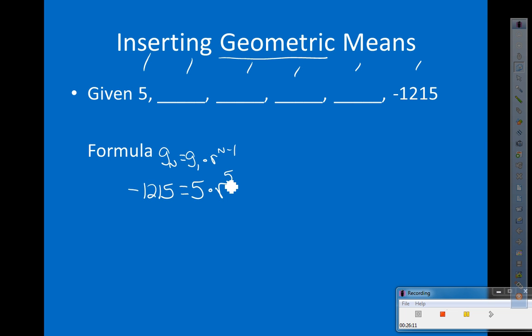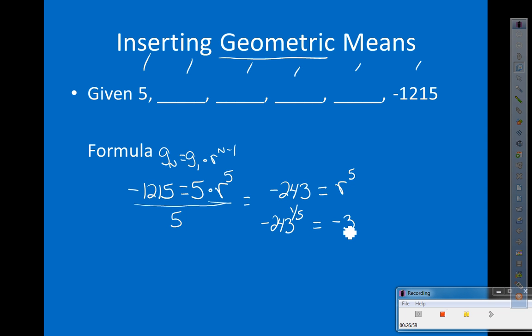What I need to do next now is I need to get this r to the 5th by itself. Divide both sides by 5, and I get negative 243 equal r to the 5th power. To bring this home, I need to take 243 to the 1/5 power. I see a 5, so I'm going to use a 1/5. If you get any kind of ugly decimal, you're going to be wrong somewhere. If you run that through, you should get negative 3.